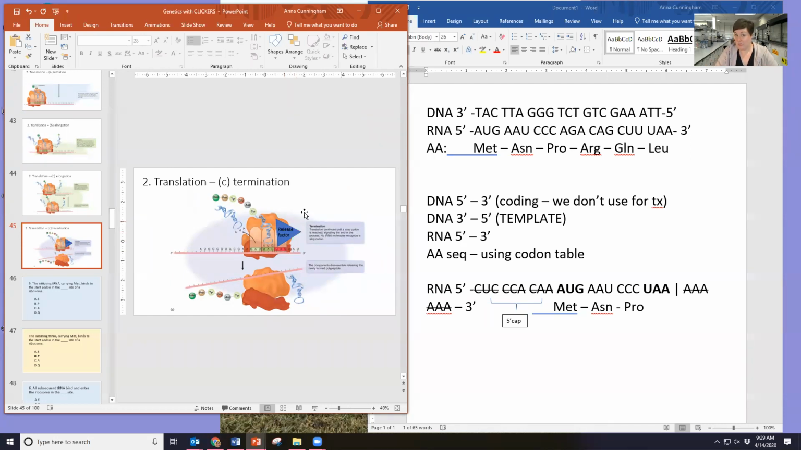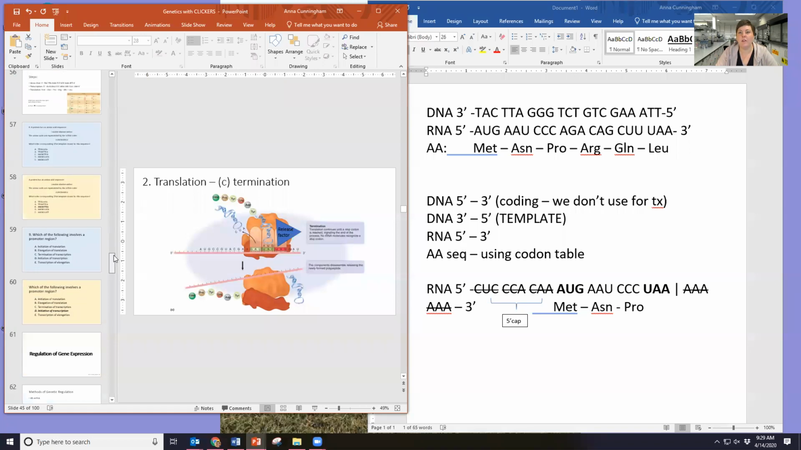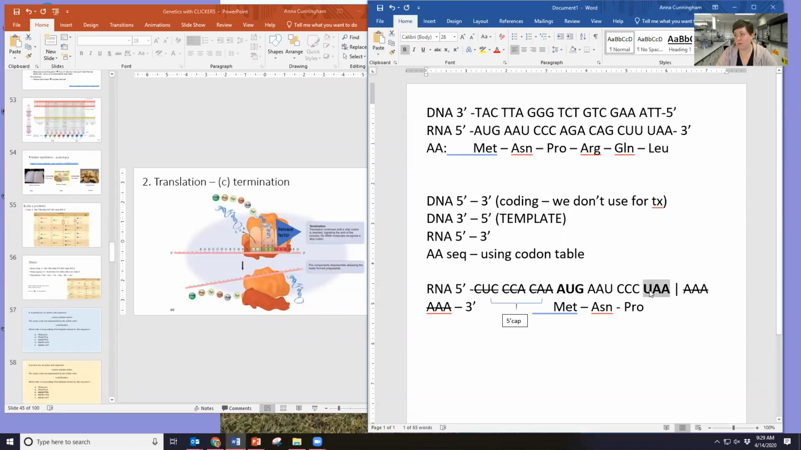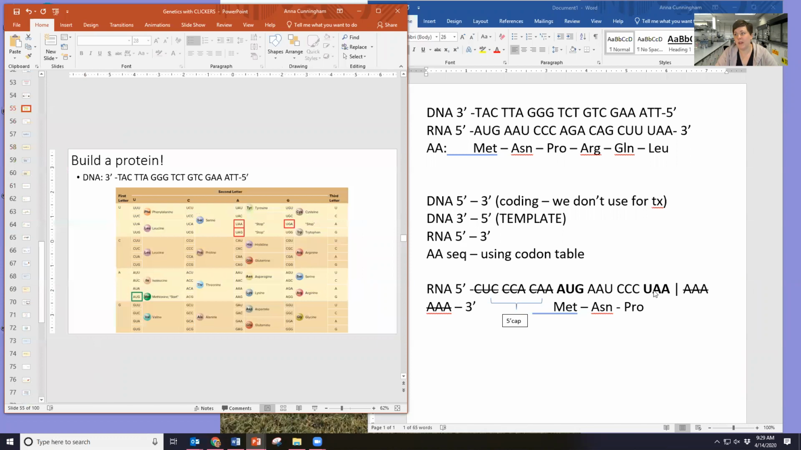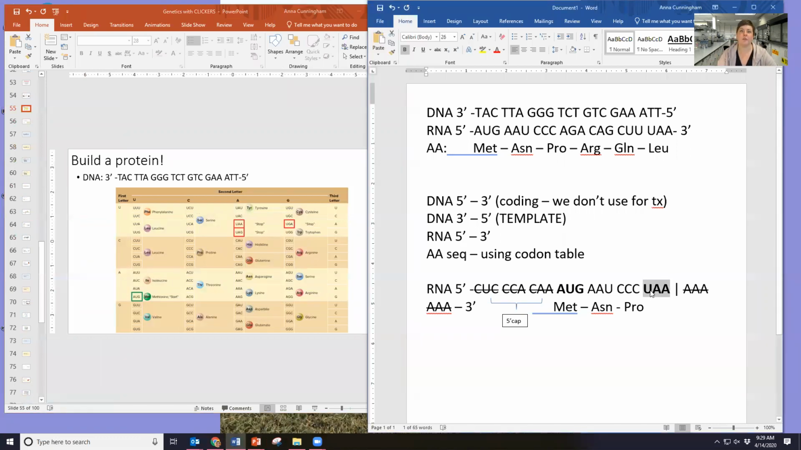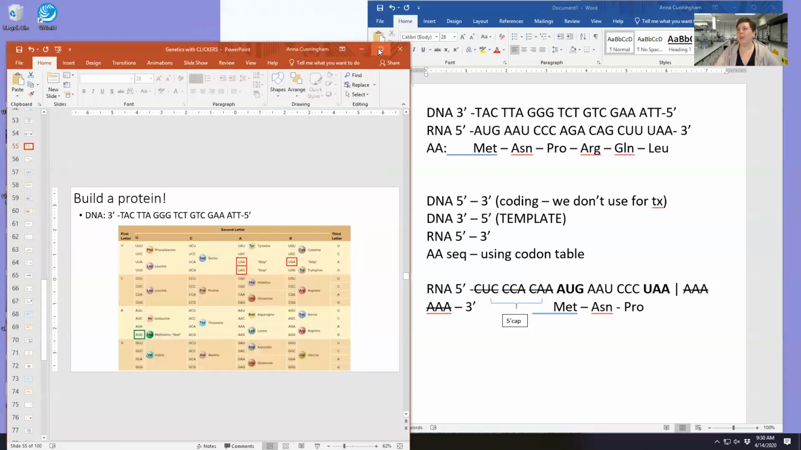So if we get to a stop codon, UAA is one example of those stop codons, that means that at this codon, release factor will bind and the whole thing disassembles. So even if there are nucleotides following that stop codon, it doesn't matter. Those are not translated. I hope that makes sense. Good question.